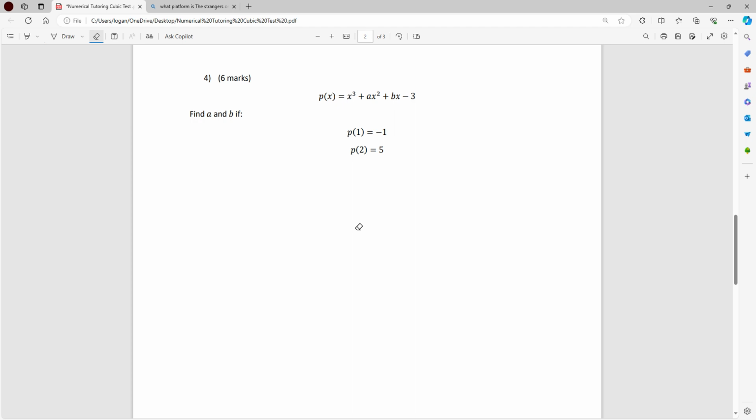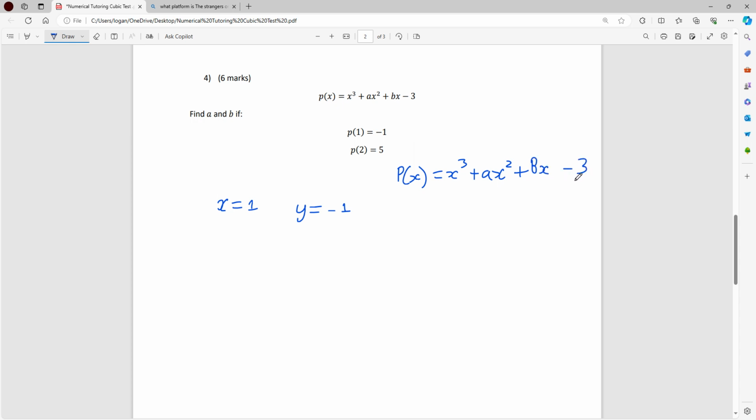So question 4, p of x equals x cubed plus ax squared plus bx minus 3. Find a and b if p of 1 is negative 1 and p of 2 is 5. Okay, so what we're going to get is two simultaneous equations for this. So we can substitute x equals 1 into here. So when p of 1 equals negative 1, when x equals 1, y equals negative 1. So basically, p of x equals x cubed plus ax squared plus bx.